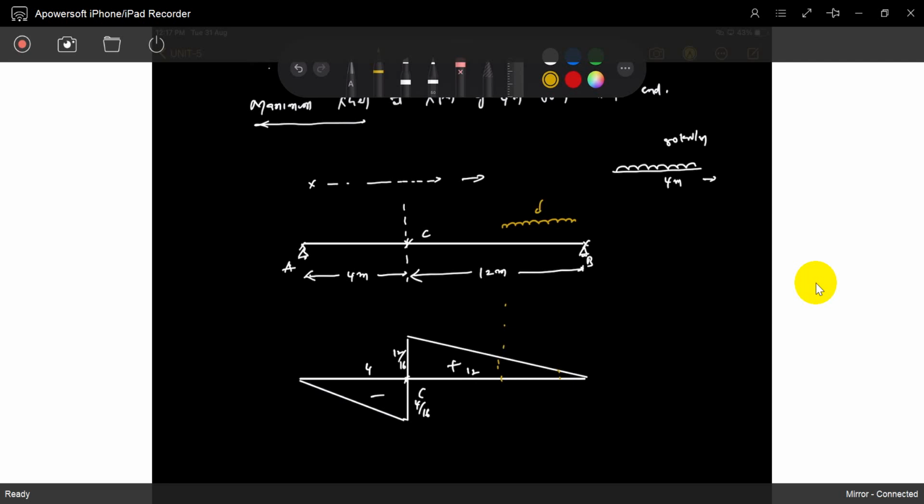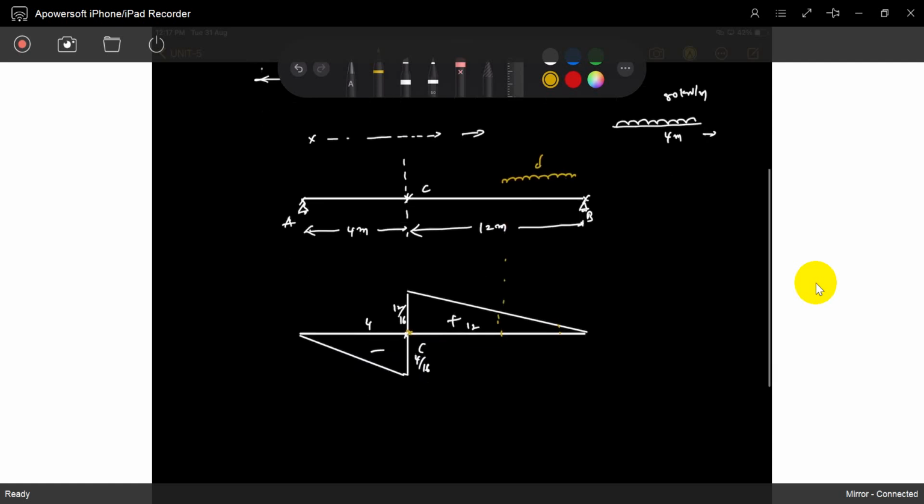So when will we get the maximum? The load position should be such that the intensity towards the shear at C is maximum. Where is the intensity maximum? Intensity is maximum near C. So we will place it there. To get the maximum positive shear, the load should compulsorily be placed like this. Then only you can get the maximum intensity.